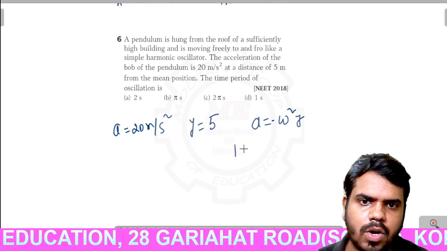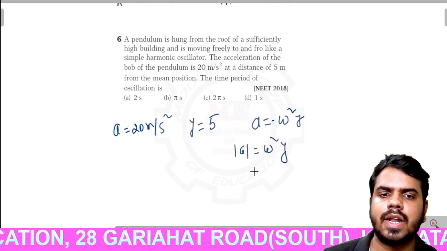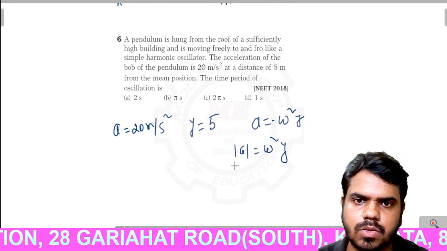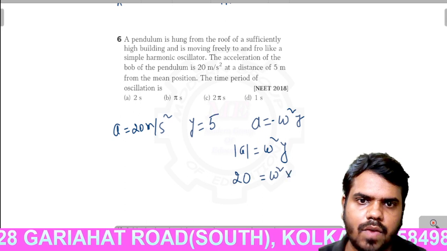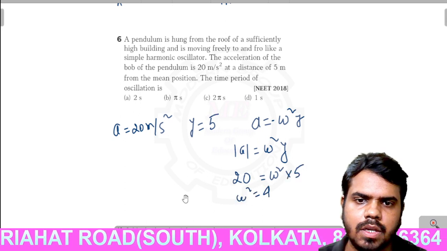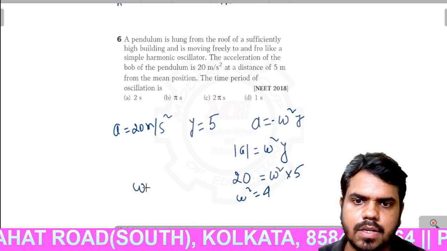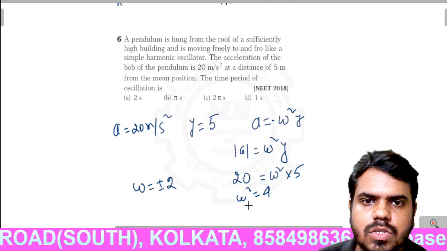You can write the mod a is equal to omega square y, because here we have to take only the magnitude value. So this is 20 meter per second square, and omega square is into 5. So omega square will be 4, and omega will be plus minus 2.